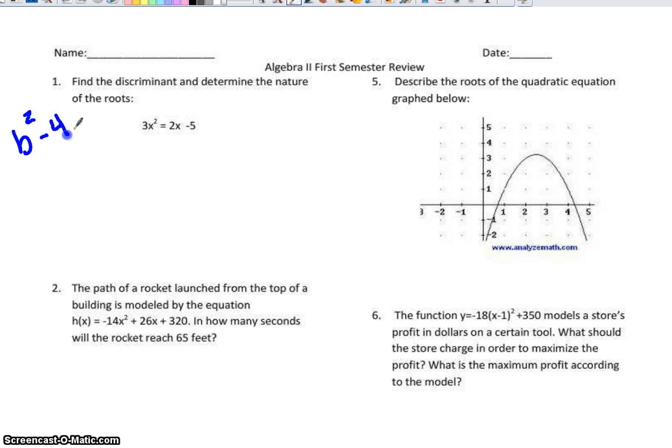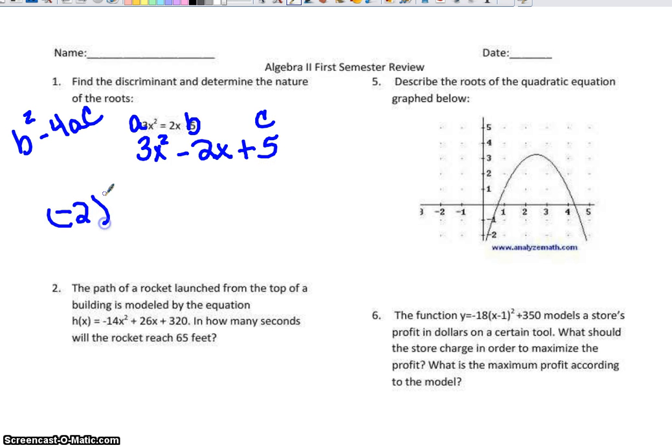b squared minus 4ac. The first thing you have to do with the quadratic is get everything on the same side. So this becomes 3x squared minus 2x plus 5. You're going to put your a, b, and c into the formula. Remember, a is the number in front of x squared, b is in front of x, and c is the constant. So this is negative 2 squared minus 4 times a is 3 times c is 5.